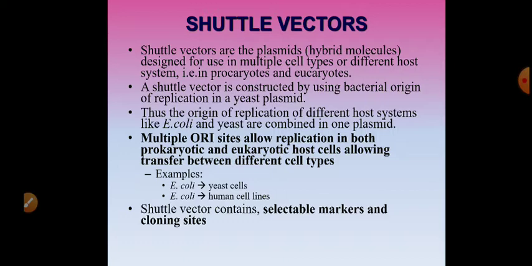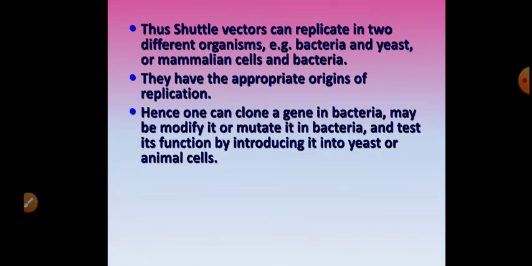Now, shuttle vectors also contain selectable marker genes like an antibiotic resistance gene, or the leucine gene or tryptophan gene from yeast, and cloning sites. Cloning sites are those where it can be cut with a restriction enzyme and foreign DNA can be cloned. Thus, the shuttle vector can replicate in two different organisms, bacteria and yeast, or mammalian cells and bacteria, or two different bacteria like E. coli and Streptococcus, or Bacillus. They have the appropriate origin of replication, so they can replicate in two different hosts.